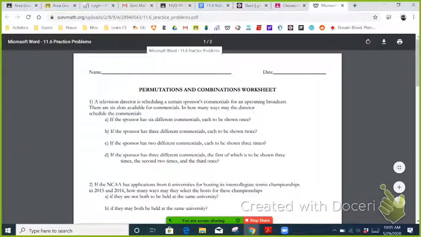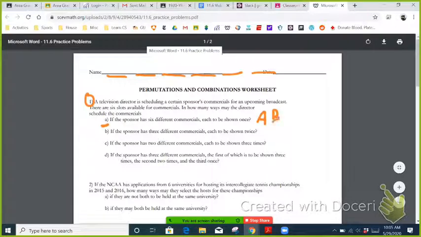Okay, number one, we have a television director scheduling a certain sponsor's commercials for a broadcast. So there's 6 spots available for the commercials. All right, so let's look at A. If there's 6 spots available, 1, 2, 3, 4, 5, 6, how many ways can each commercial be shown once if there's 6 different commercials?